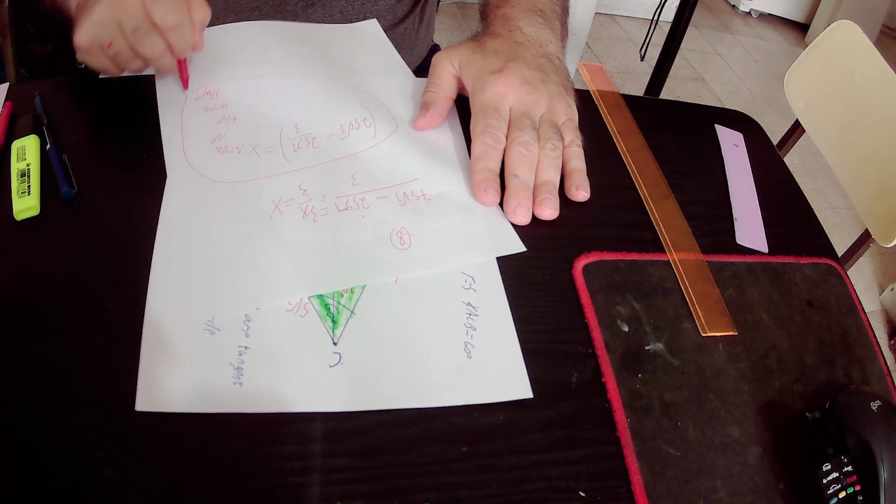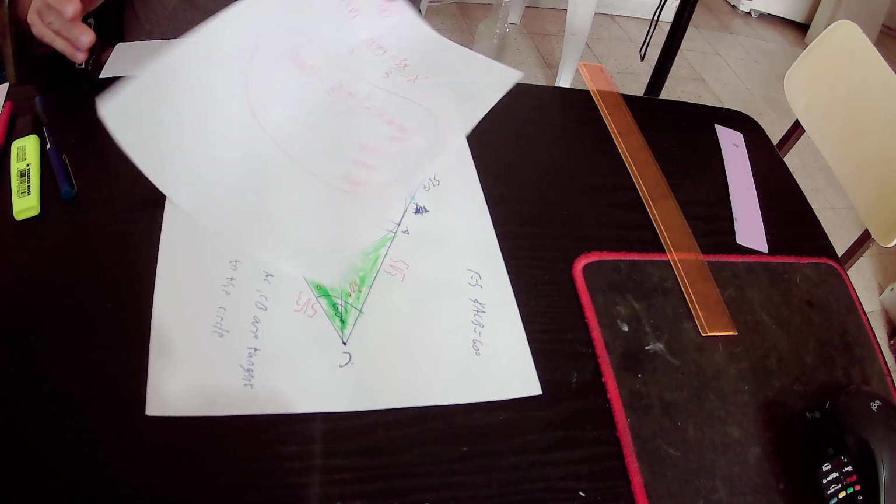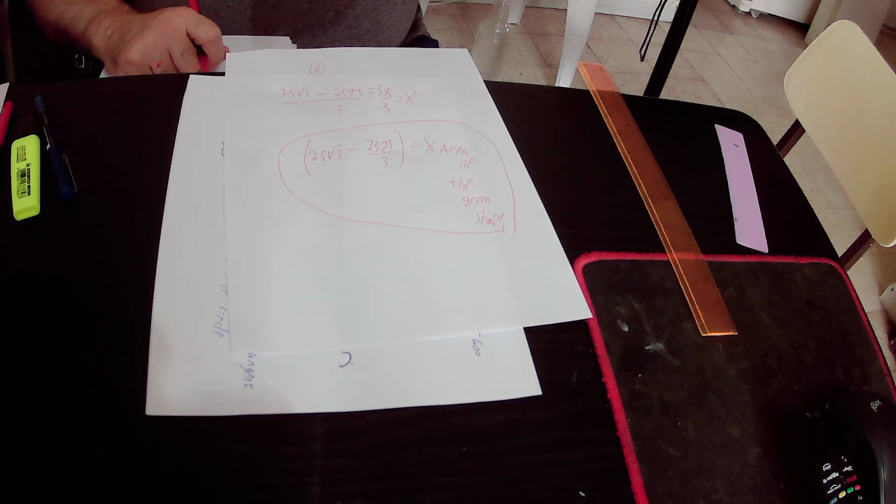Okay, again, the area of the green shape equals 25 times root 3 minus 25 pi over 3 square units, because 75 times root 3 minus 25 pi is actually equal to 3x, that is the area of the three shapes. So we have to divide the area of the three shapes by 3 in order to get the value of x, that is the area of the green shape.